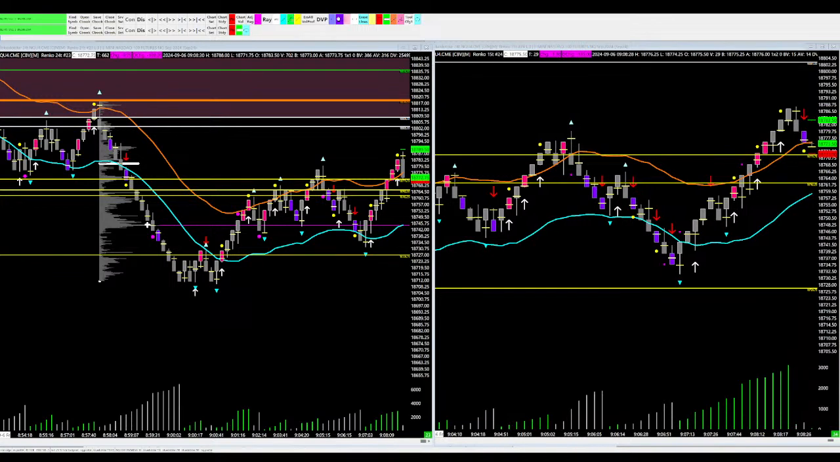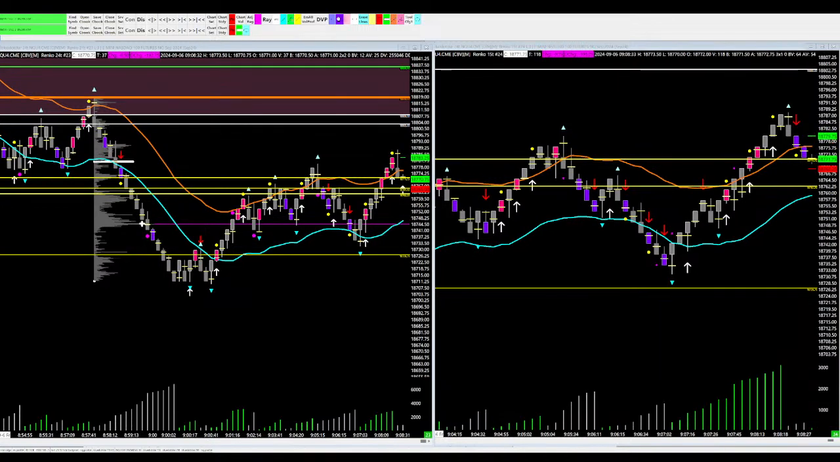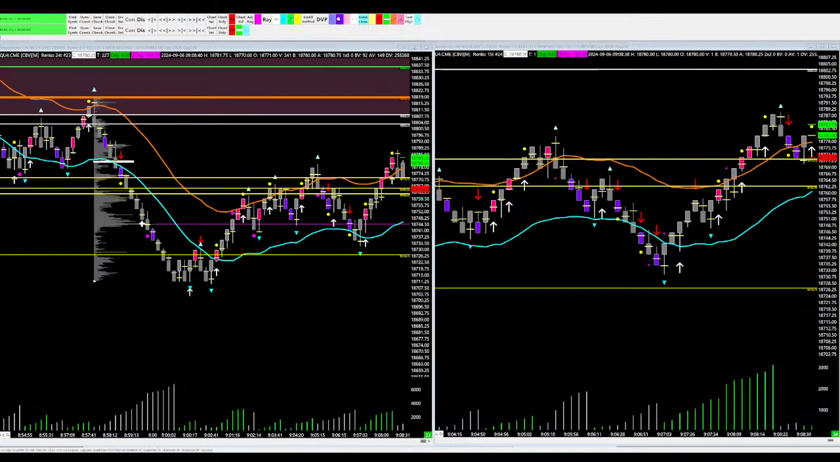There's a low volume node now sitting right here. The big volume now starts here. And I'm starting to get tired. It's really just a lot of work. There's where the volume starts.